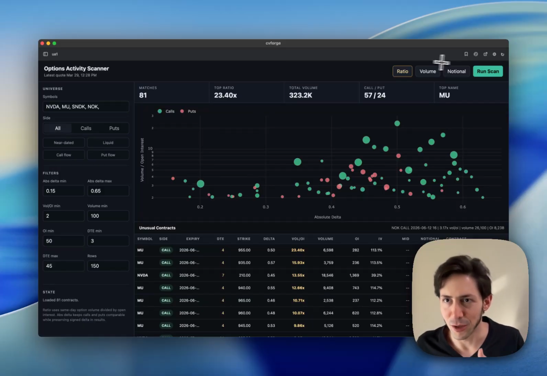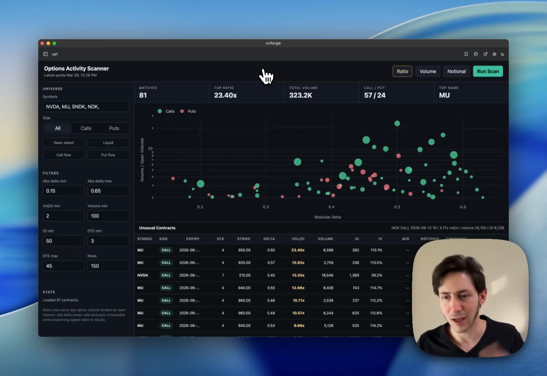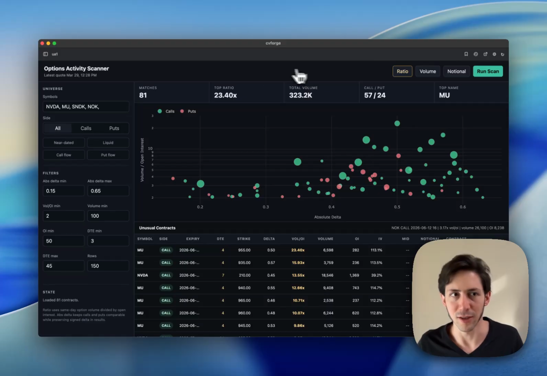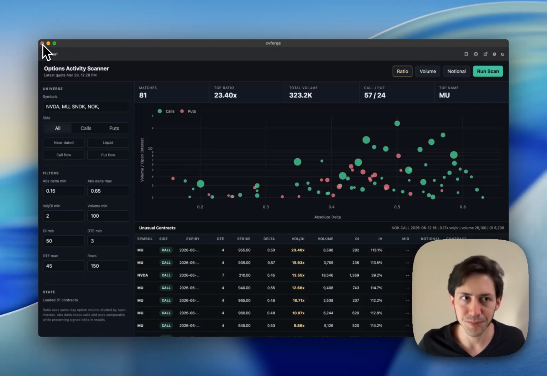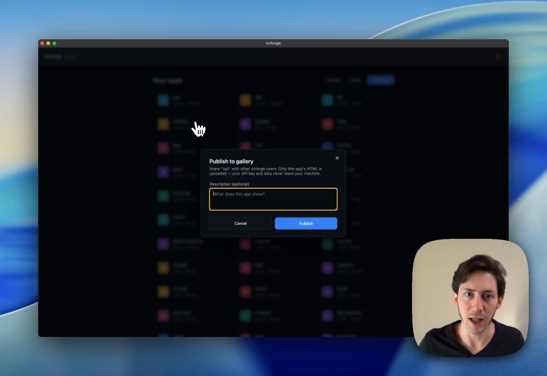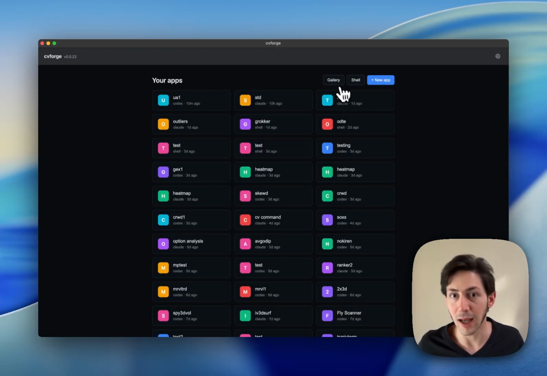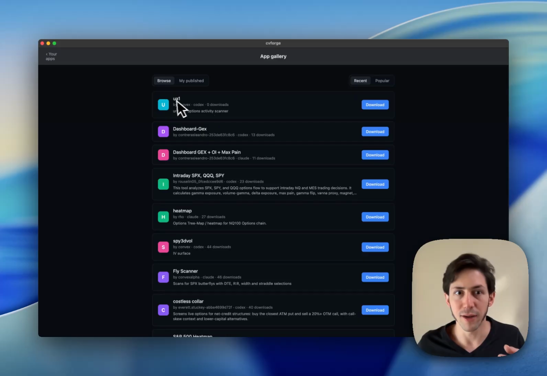So now what I'm going to do, I'm going to click here. This is a checkpoint, which saves it. I mean, the latest versions are always saved, but I'm checkpointing this, and I'm going to close it. And what I'm going to do here is say publish to gallery, unusual options activity scanner, and I'm going to publish it. Done. So now if you go to gallery, you're going to find this here, and you can just download it and you'll see exactly what I'm seeing.